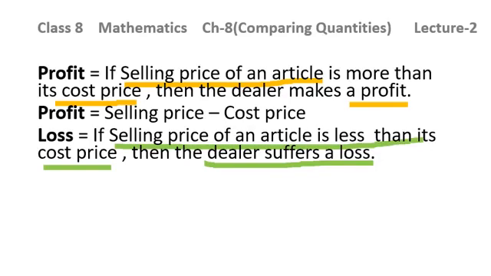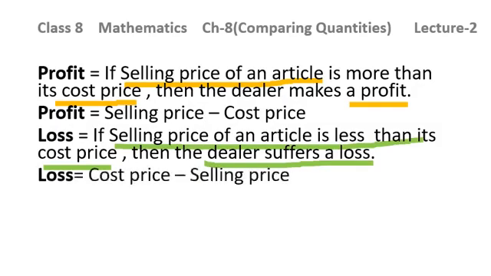So what do we mean by loss? How will you define loss? If the selling price of an article is less than its cost price, then the dealer suffers a loss. Or loss is equal to cost price minus selling price, because cost price was greater. You purchased an article for rupees 100 but you are selling it for rupees 80, so cost price minus selling price will give you loss. So profit is equal to selling price minus cost price, and loss is equal to cost price minus selling price.